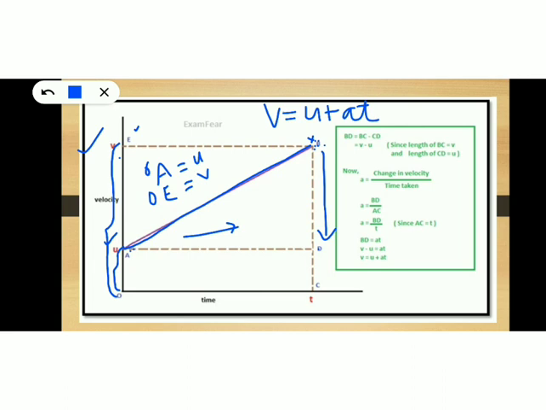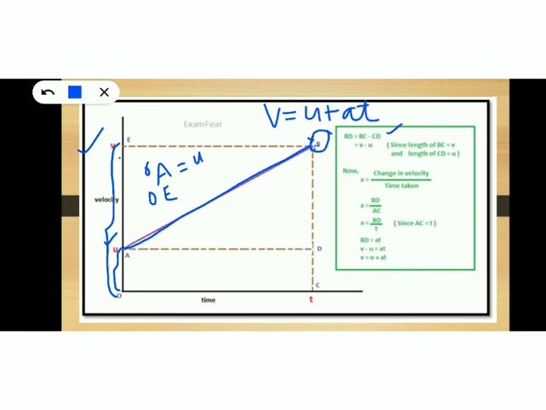Now from this graph, what is BD? From the graph just find out BD. See, this is B and this is D. So what is BD? From the graph it is very clear: BD is BC minus CD, isn't it? BD is BC minus CD. So that is written here.